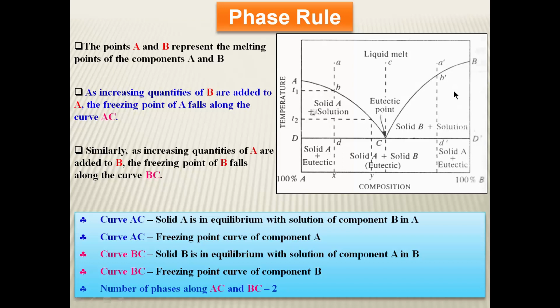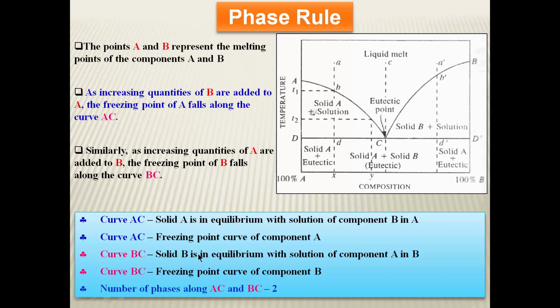A and B both. Now, if in this area BCD I say that solid B will start separating out, that means my solution of what? Both components A and B will get richer in the component A now. So in the area BCD, you will have solid B and solution of A and B.